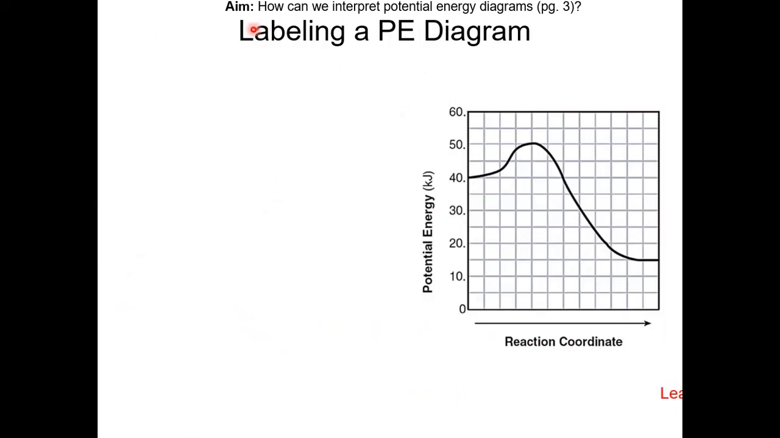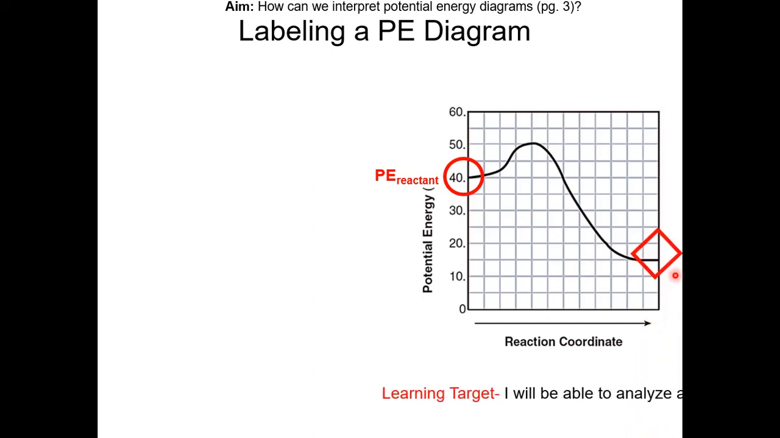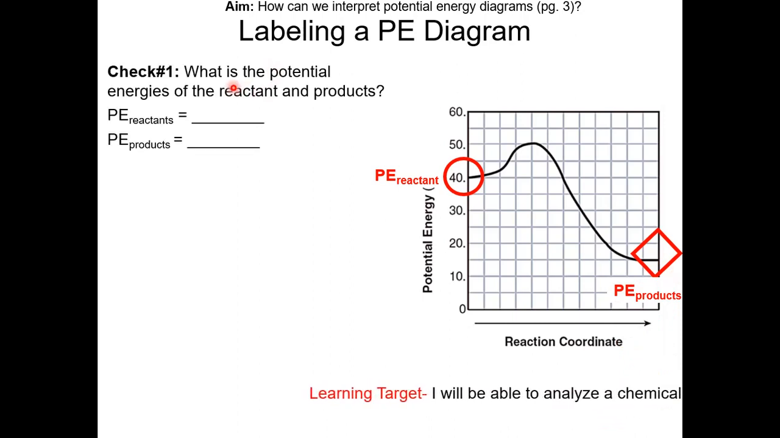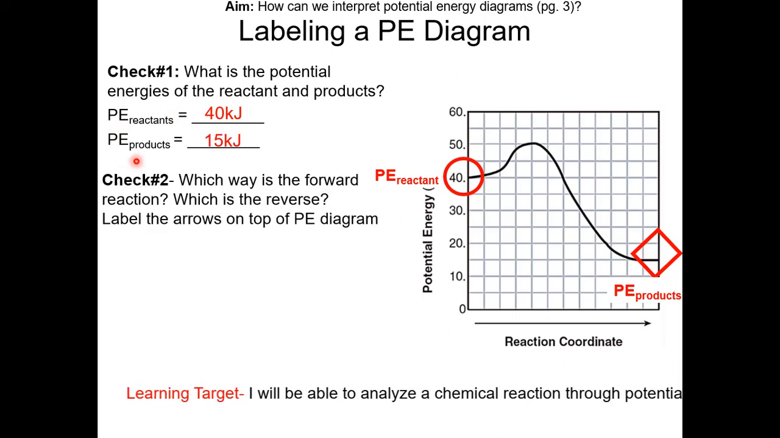Now we're going to label a potential energy diagram. In a potential energy diagram, you always start with the reactants, which is on the left. So this represents the potential energy of the reactants, and the product is on the right of the potential energy diagram, which is over here. Here is the potential energy of the products. Check number 1. What is the potential energy of the reactants and products? The potential energy of the reactants is 40 kilojoules. The potential energy of the products will be 15 kilojoules.